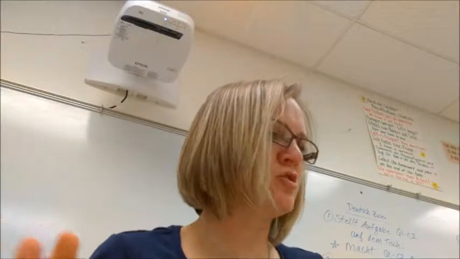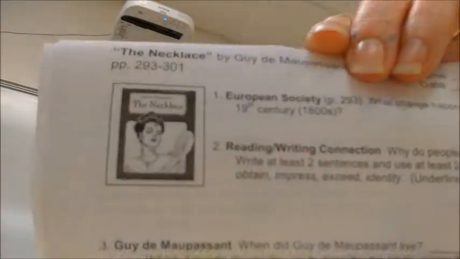Hi. All right, so we're going to read The Necklace today. You should have the study guide questions in front of you. The Necklace by G De Maupassant. It's got this cute little chick on it. Okay, open up those books, page 293. Let's go.